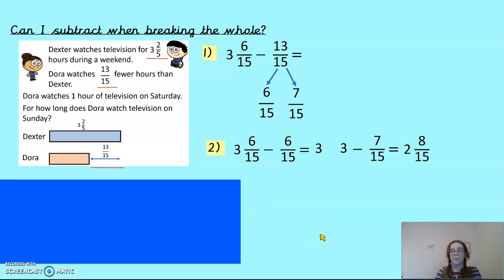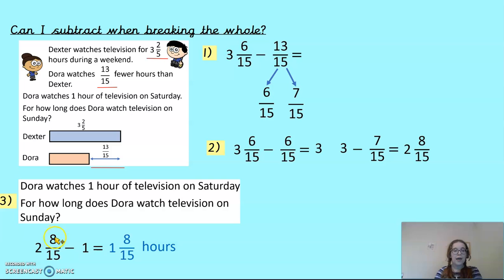But how are we going to go back and answer our question? Because our question wasn't how much does she watch for the whole weekend. Our question was, for how long does Dora watch television on Sunday? And we know that she watches 1 hour of television on Saturday. So what is it that we're going to need to do? We are going to need to take her whole weekend television viewing and take away 1 hour on Saturday, and that should give us what is left on Sunday. So we've got 2 and 8/15 take away 1 equals 1 and 8/15 of an hour. Okay, and that is the answer to this word problem.